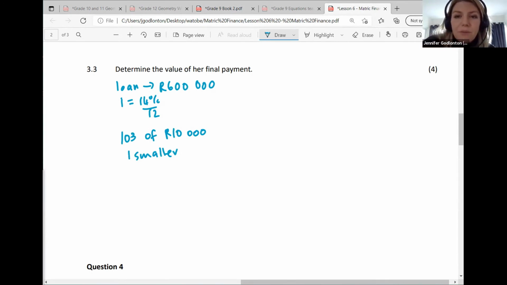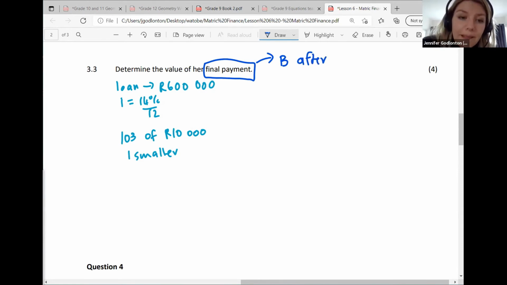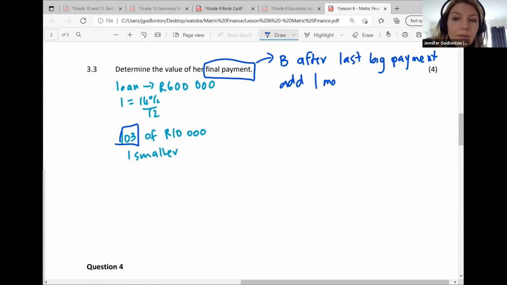So now think about the final payment. Remember my last hint: when we're dealing with the final payment, we want to find the balance after the last big payment. And then we want to add 1 month of compound interest, because the balance immediately after that big payment of 10,000 Rand still sits in the account for a month before I make my final payment. So I need to take into account that I'm going to have a month of interest before I make that final payment. That's all the information you should need for 3.3. And this one's also out of 4 marks.